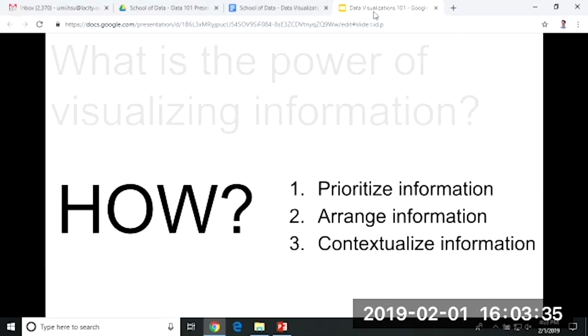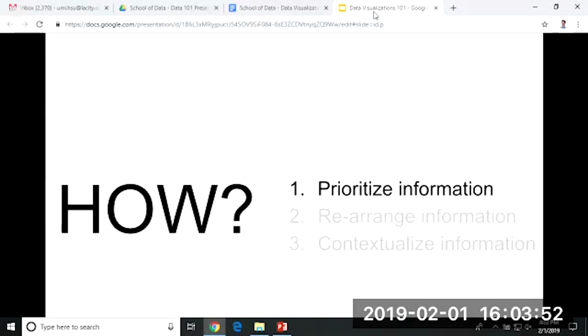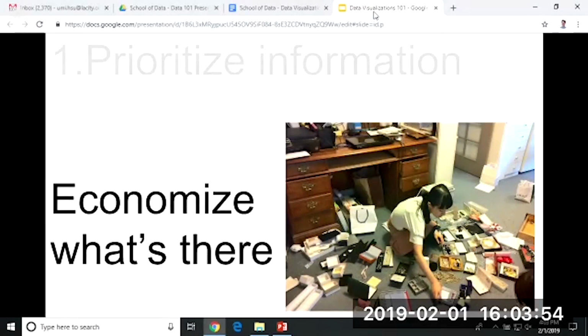Today, we're going to go through three basic ways of visualizing information: prioritizing information, arranging it, and then contextualizing it. And for each one, there's a little exercise. So, prioritizing. Okay. How many of you know what that's about in the picture? Speaking to the mic, please. Anybody?